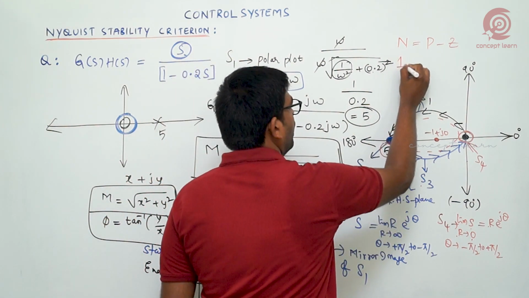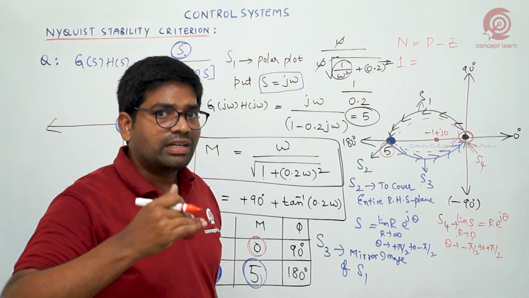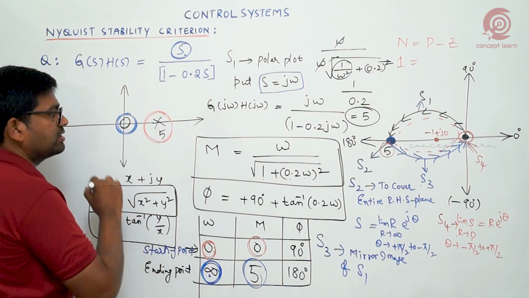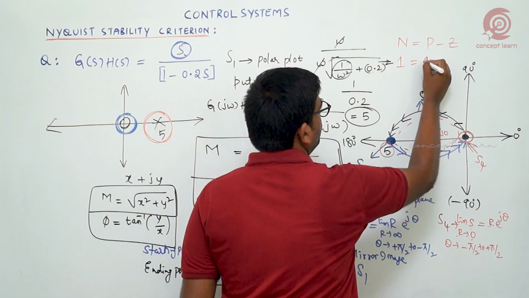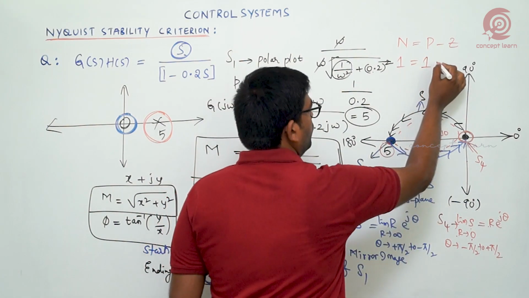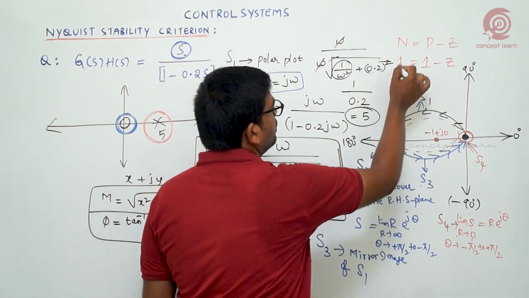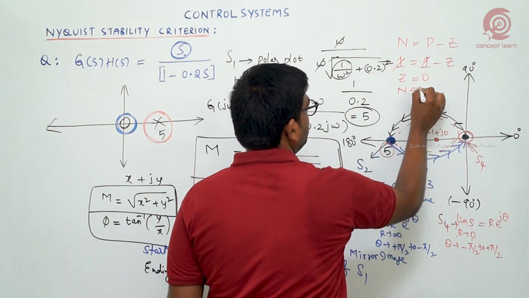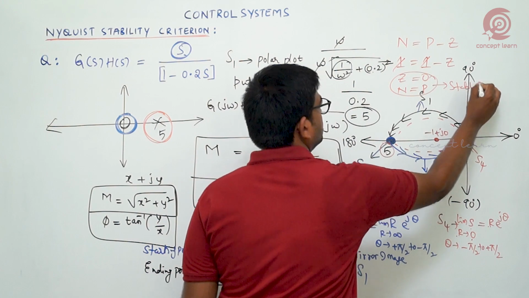Positive sign. And again, what is the number of poles located in the right-hand side of the S-plane? Yes, one pole is located in the right-hand side of the S-plane from the given open loop transfer function. So this is 1. And now if you find the number of zeros located in the right-hand side, what is happening? 1, 1 will get cancelled. So Z is equal to 0, N is equal to P. The system is what? Absolutely stable.